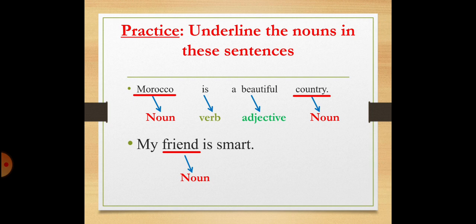The second sentence, my friend is smart. Friend is a person. So this is a noun. Smart is a description. It's an adjective.